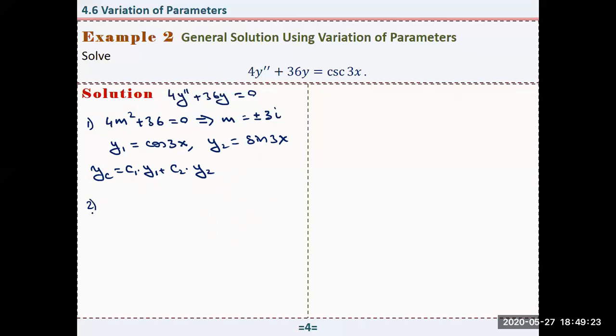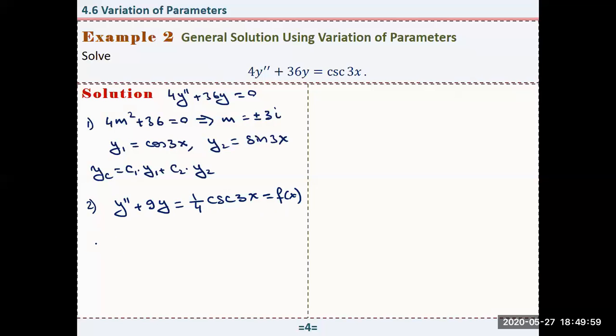Now in the second step, we need to find the particular solution of this differential equation. To do this, we are going to use the variation of parameters method. First, see here, the coefficient of y double prime is not 1, so it is not in standard form. We need to bring this into standard form. If you just divide both sides by 4, then we get y double prime plus 9y is equal to 1 over 4 times cosecant of 3x. So this is our f of x, right?